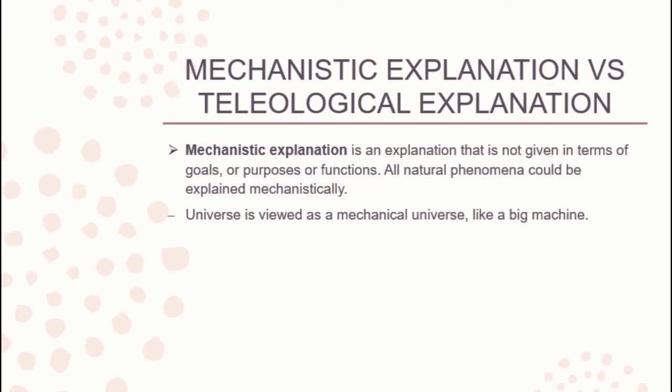Mechanistic explanation versus theological explanation. A mechanistic explanation is an explanation that is not given in terms of goals or purpose or function. All natural phenomena could be explained mechanistically. The universe is viewed as a mechanical universe, like a big machine.